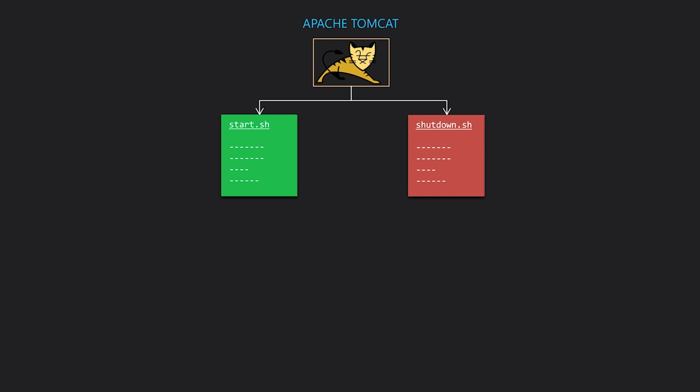Automation is worth it for tasks that are performed on a regular basis. Let's check this fairly simple scenario. Apache Tomcat comes with 2 scripts, a startup script that is used to start the Tomcat and a shutdown script that is used to stop the Tomcat.